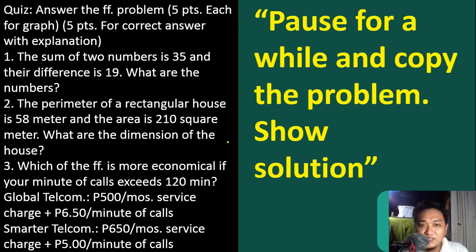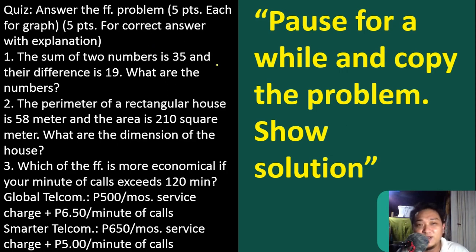Now, I'm going to leave an exercise for you to answer at home. This will serve as your home quiz. You're going to answer the following problem, 5 points kung for the graph. So I want you to graph numbers 1, 2, and 3, and then I want you to explain as much as possible. I want you to explain your answer. That will also give you another 5 points.